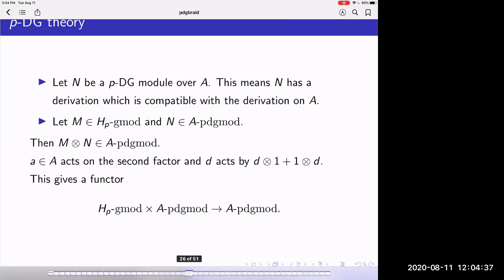So I should say that this endows the Grothendieck group of APDG mod with the module structure of the Grothendieck group of HPG mod. But the Grothendieck group of HP modules, it's just the ring of Laurent polynomials. So we have to go a bit further to categorify modules over OP.